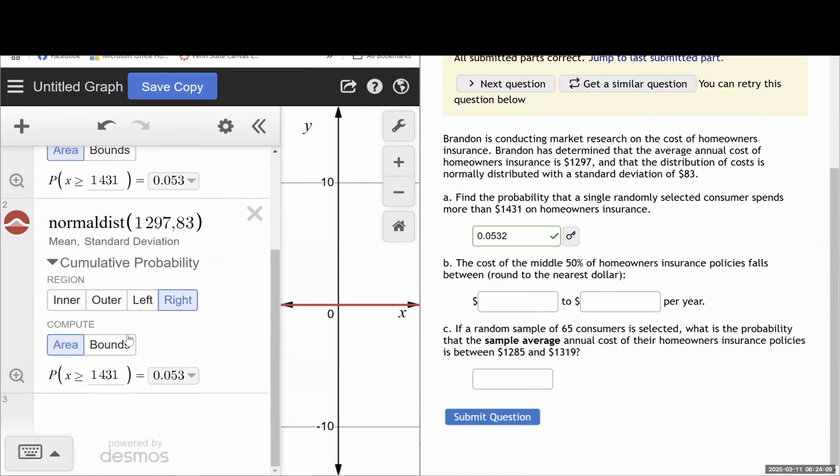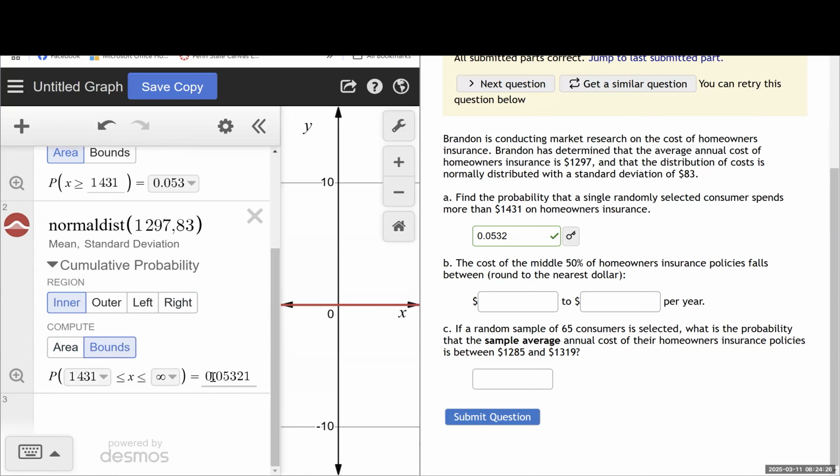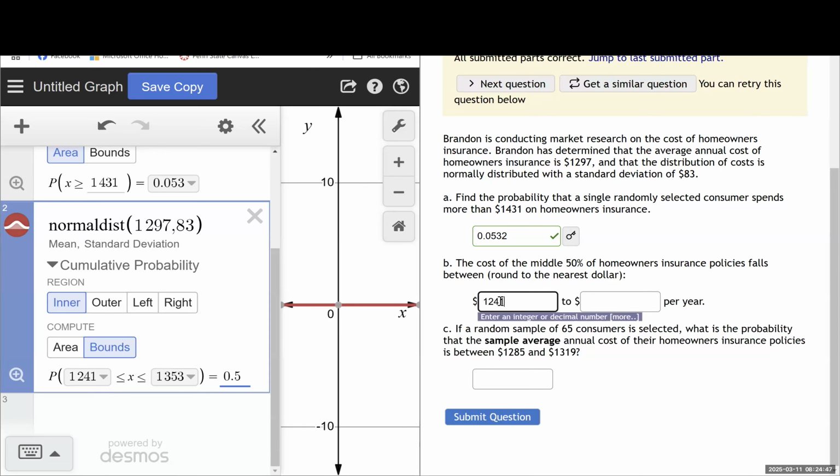Now, this is a between probability, so that means it's an inner region. We want a region between 2 values. That's an inner region. And we're not looking for the area. We know the area that we want to have centered in the middle of the distribution. We're looking for the bounds. So I'm going to change the compute to bounds, and I'm going to put 0.5 as my area, and then the bounds are given here. We're rounding to the nearest dollar, so the rounding that I'm shown in Desmos will be fine here, and I can enter my lower and upper bound.